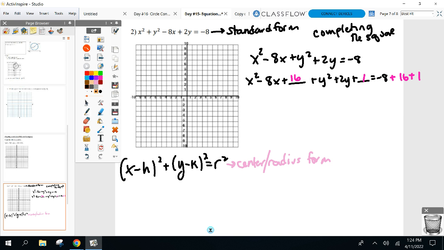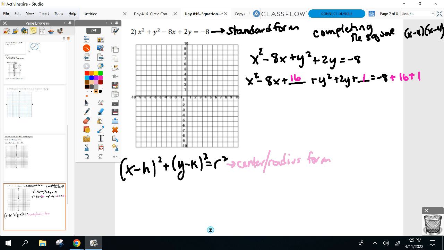Factor. X squared minus 8x plus 16. You got two numbers that multiply to 16 and add to -8? I hope so, and they should be the same. Two numbers that multiply to 16 but add to -8. Tammy? -4, -4. So you guys would probably factor it like this, right? X minus 4, X minus 4. Clean that up.